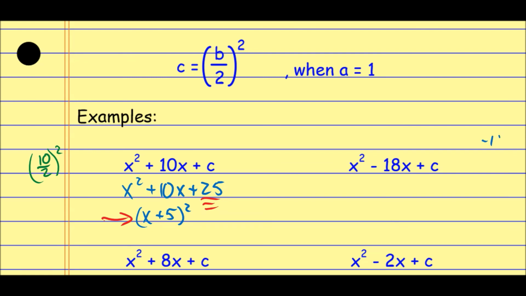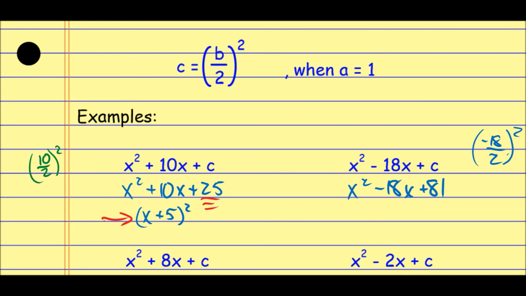If I take that negative 18, that b value, divide it by 2 and square it. Negative 18 divided by 2 is a negative 9. Negative 9 squared is a positive 81. So that's x squared minus 18x plus 81. That is now a perfect square trinomial because it will factor into a binomial squared.